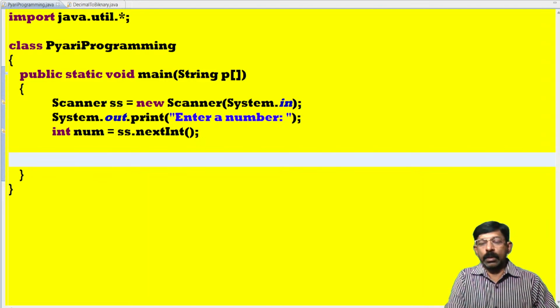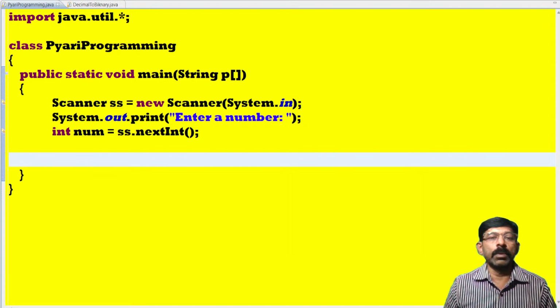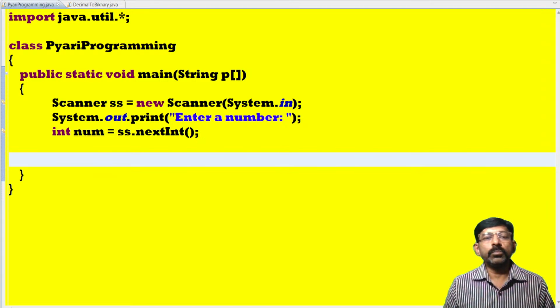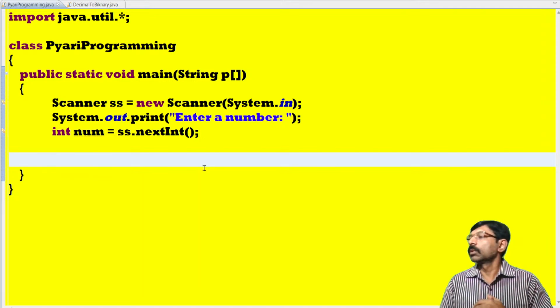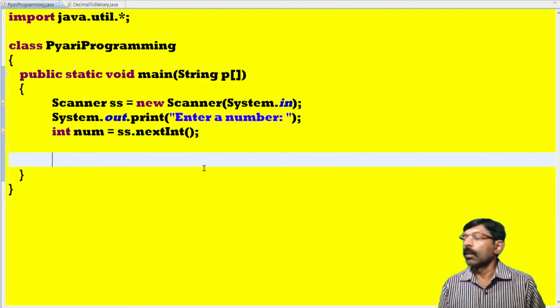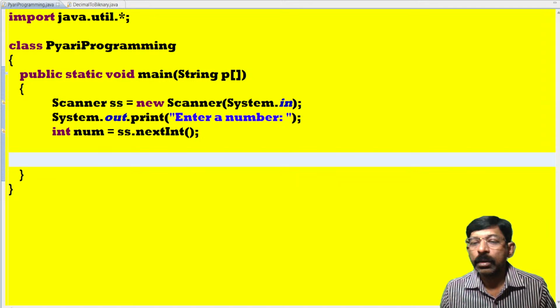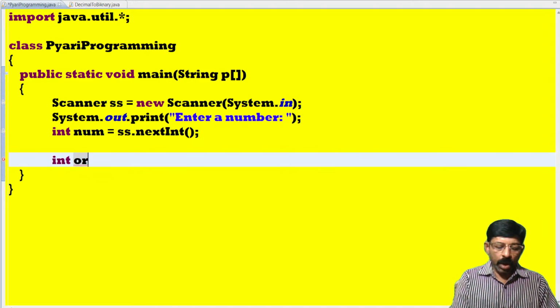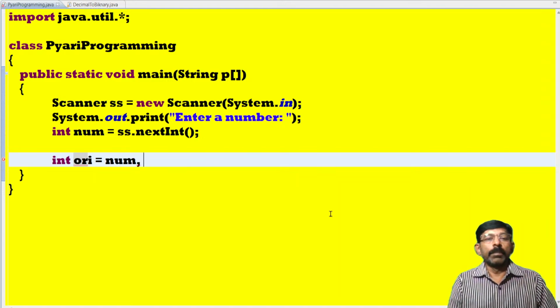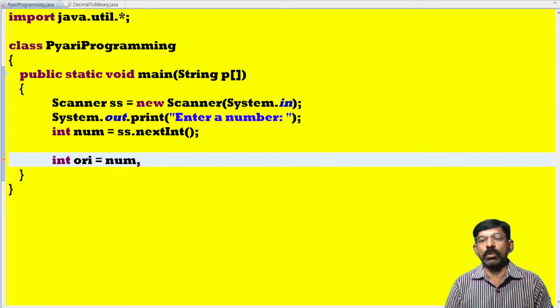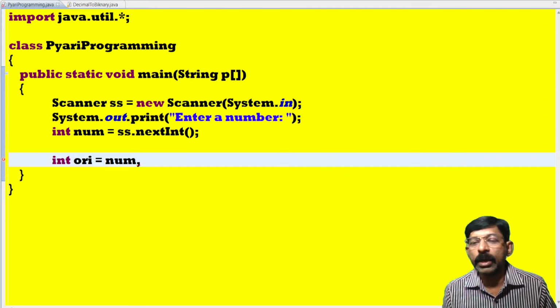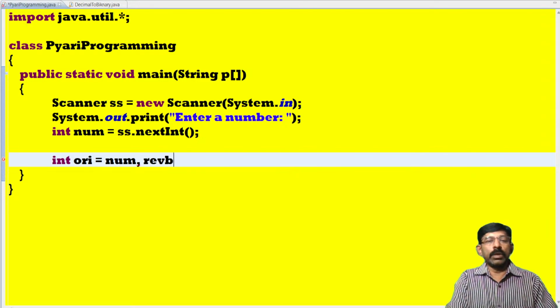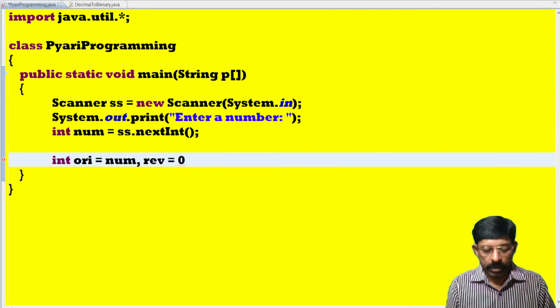Steps. Quickly tell me the steps of the reverse number so that I can move ahead. Pre-processing. We should first keep a backup of the number. Good, because I am taking a reverse. Good, Sai Suvankar. int ORI is equal to NUM. Good job. Because I am taking the reverse, that means I have to keep the original one. Yes, next one. REV is equal to 0. Good. REV is equal to 0 because I need to get the reverse.